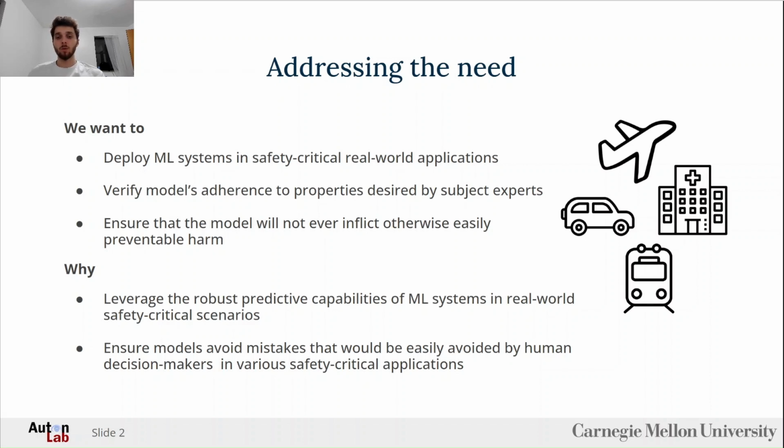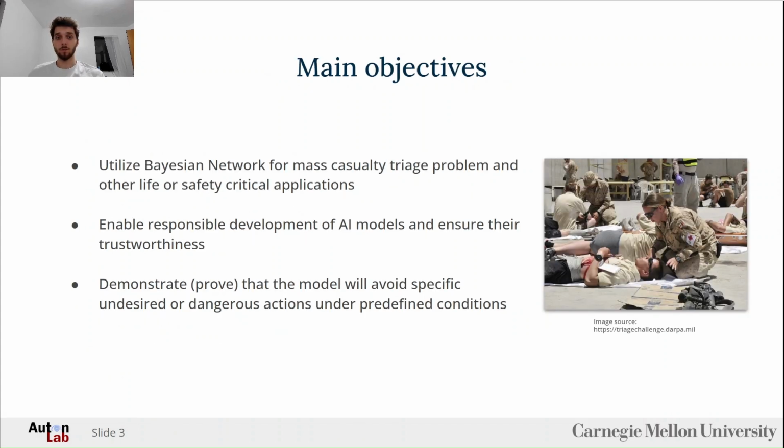We also want to be able to do all of that because modern machine learning systems pose a great opportunity to improve many processes in the real world due to their strong predictive capabilities. In our work, we focus specifically on verifications suited for Bayesian networks. The practical application that drives our work is a problem of triage in mass casualty incidents.